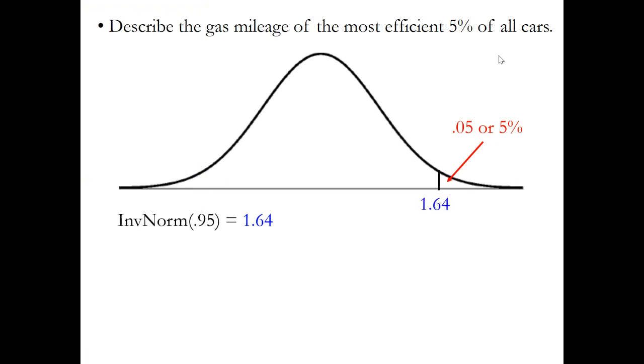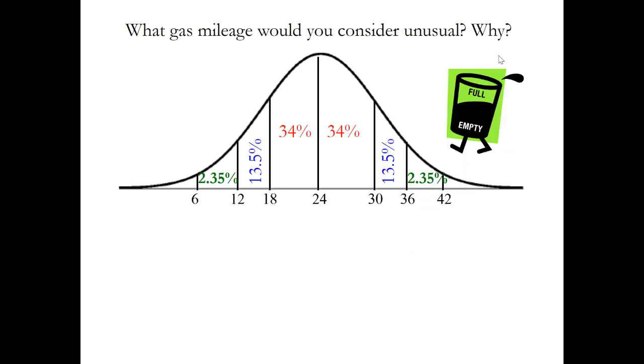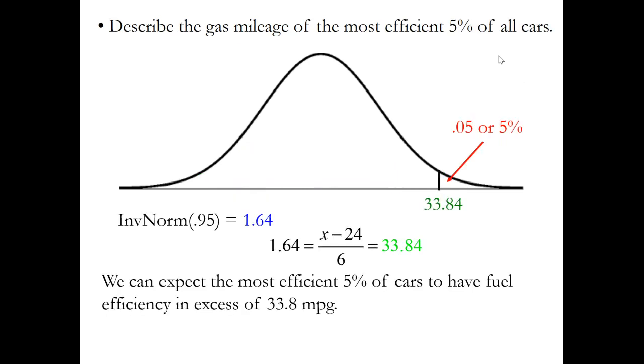Then I just need to convert that over to miles per gallon by putting it back in our formula: 1.64, that's my z-score, has to equal x minus the mean divided by the standard deviation, or 33.84. So there's my gas mileage. The most fuel efficient 5% of cars on the road are going to have the lowest mileage of about 33.8 miles per gallon. So they're going to be better than that. So we'd expect them to have better than 33.8, or in excess of 33.8 miles per gallon.